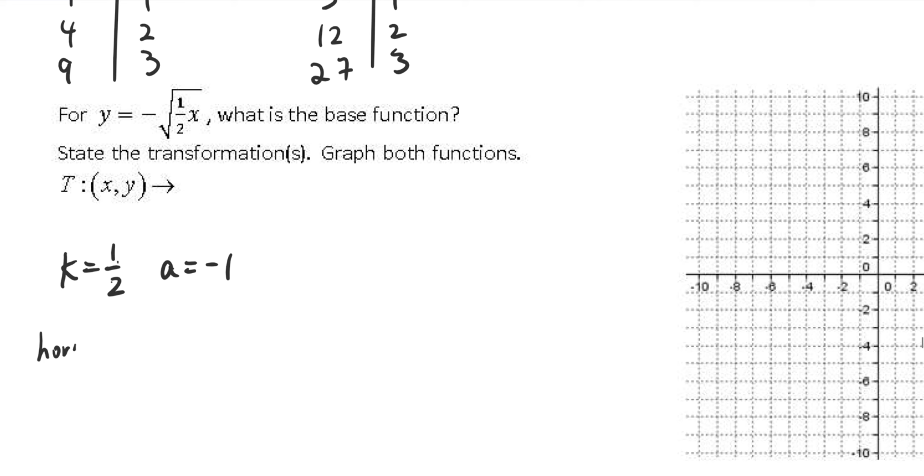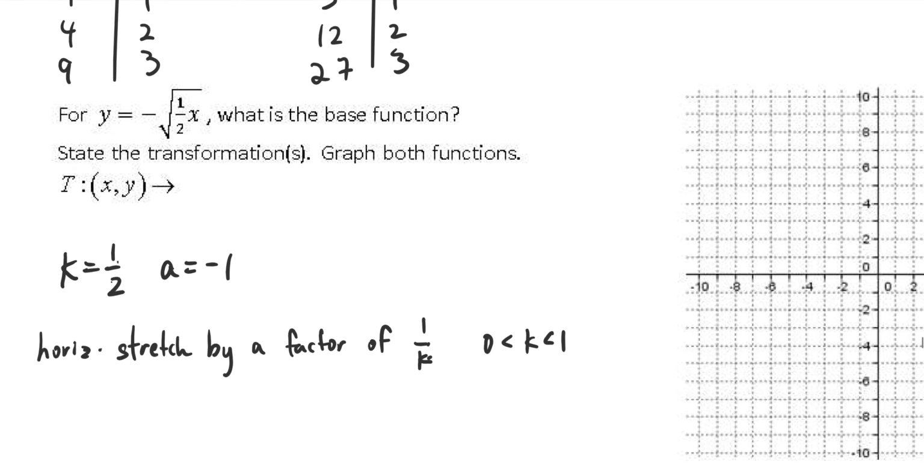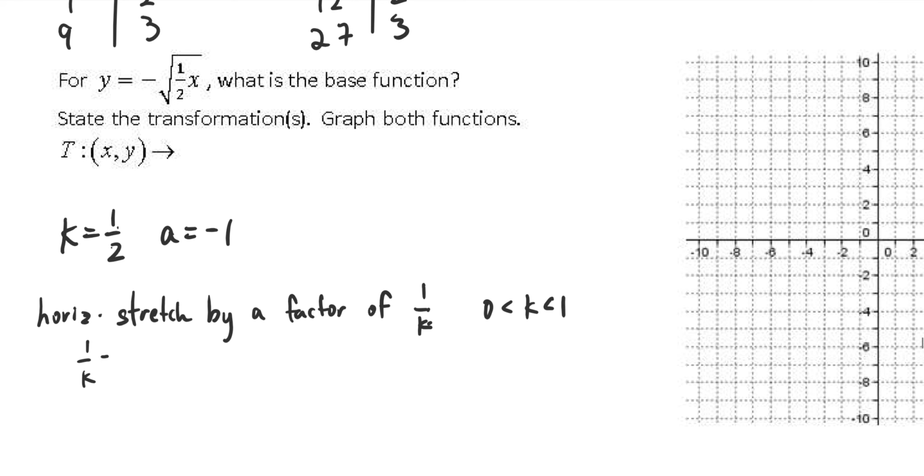So a horizontal stretch by a factor of 1 over k. Why? Because k is a value between 0 and 1. So what's this 1 over k? Well, 1 over k is equal to 1 divided by 1 over 2, which is equal to 1 times the reciprocal, 2 over 1, and that's equal to 2. So this number here is going to be the mapping notation multiplication factor. My x-coordinate will be multiplied by 2, so it's 2x.